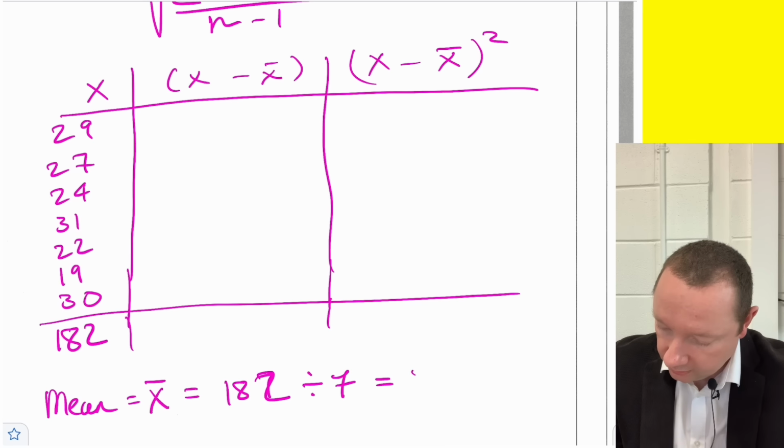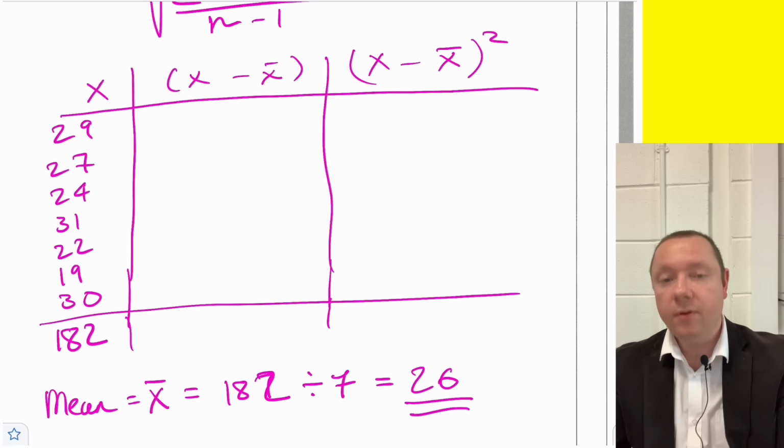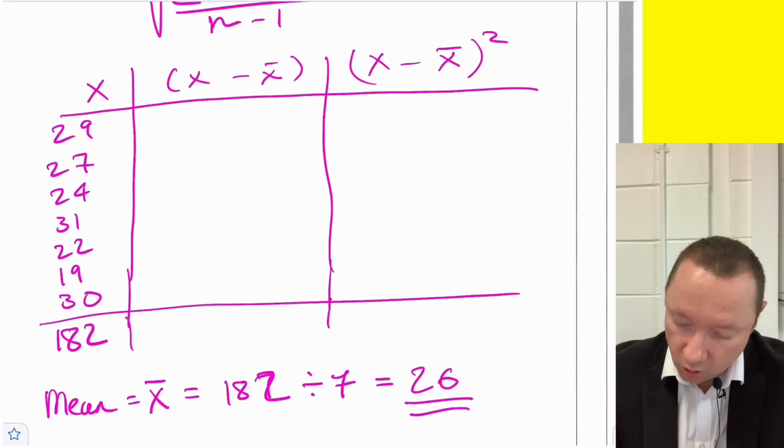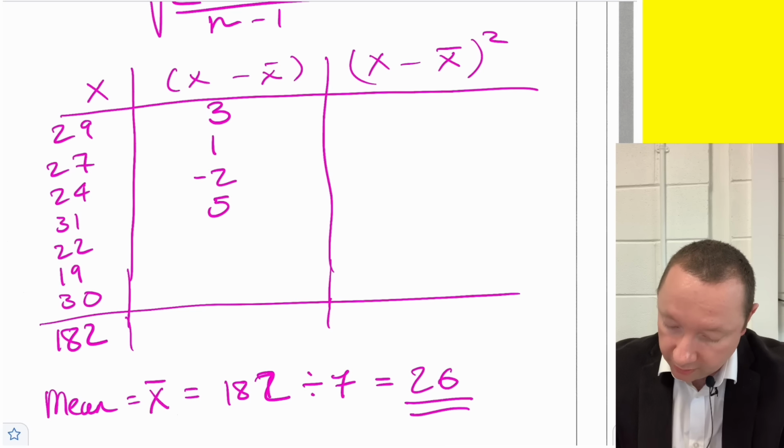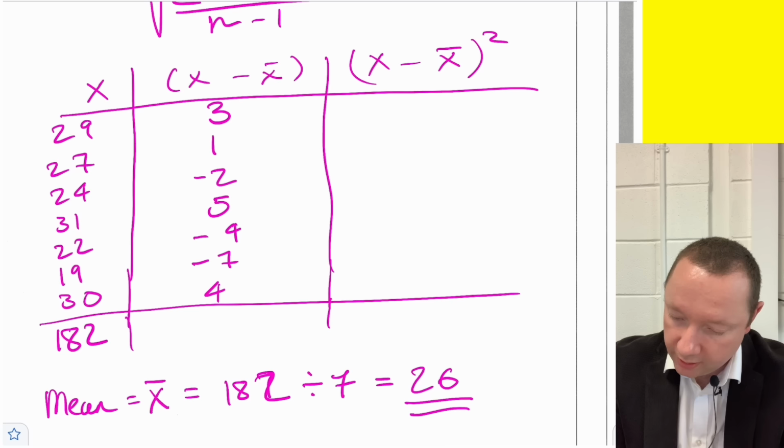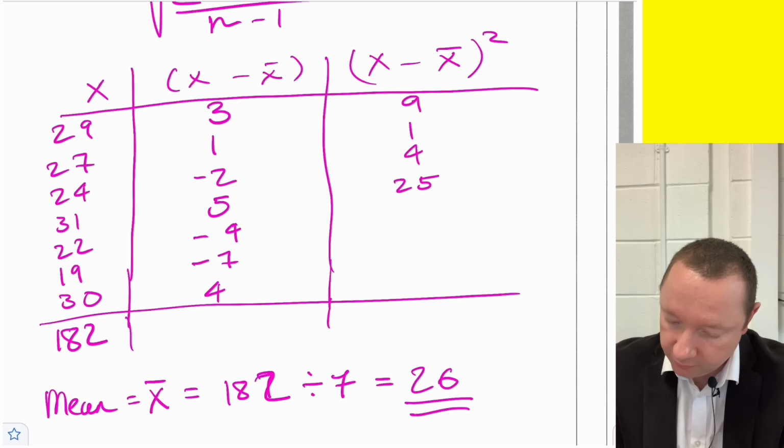Which is 26. So we've calculated the mean, so we take away the mean for each of the numbers to get the middle column. So 29 minus 26 is 3. That gives us 1. That gives us minus 2. That gives us 5. That gives us minus 4, minus 7, and 4. Square each of the numbers, we get 9, 1, 4, 25, 16, 49, and 16 again.